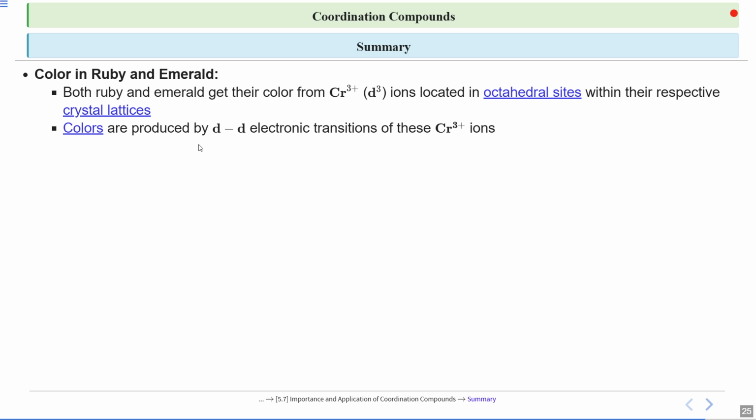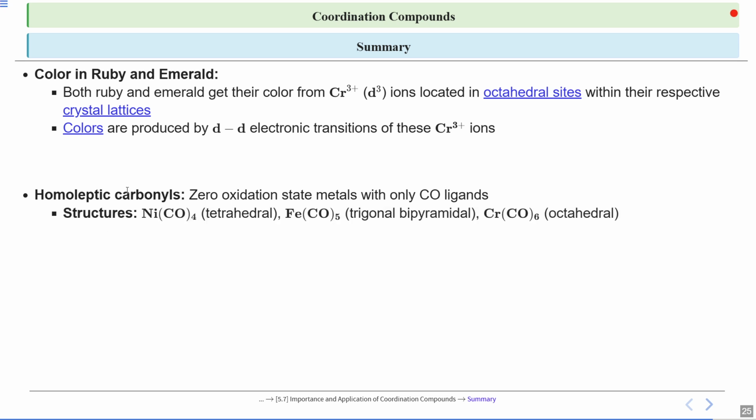Colors are produced by d-d electronic transitions between the ground and higher energy levels of these chromium 3+ ions. We then talked about homoleptic carbonyls, where the metal has a zero oxidation state and is bonded only to carbonyl ligands. Structures are like Ni(CO)4, which is tetrahedral, Fe(CO)5, which is trigonal bipyramidal, and Cr(CO)6, which is octahedral.